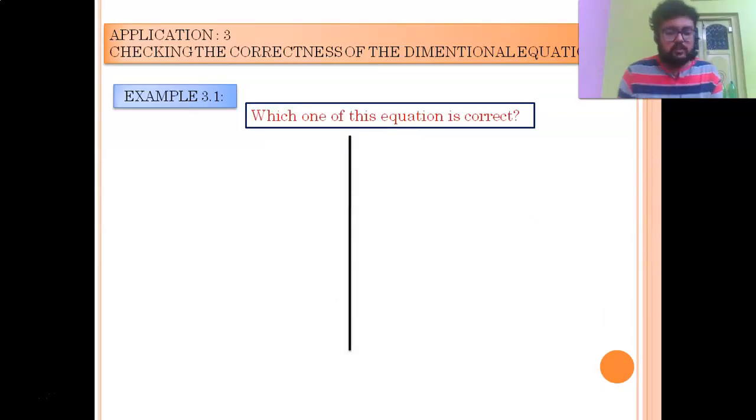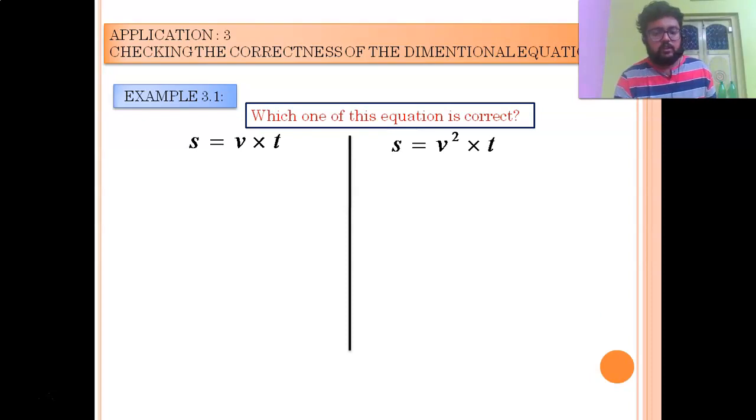Now for the third application, checking the correctness of a dimensional equation. Let us take an example. Here we have two relations relating the displacement s with velocity v and time t. Now which one of these is correct? To do that, let us check the dimensions of both sides.